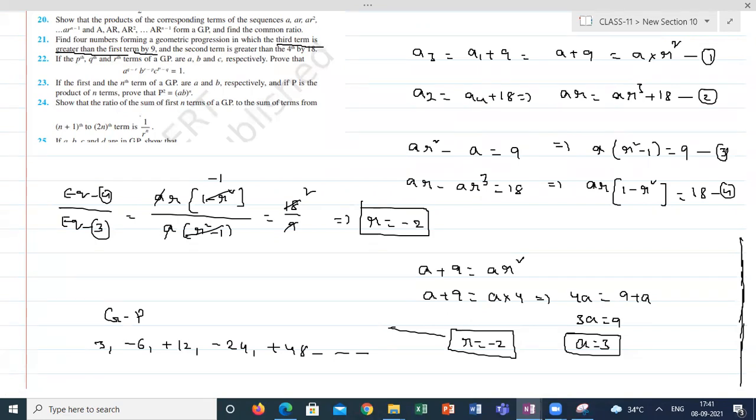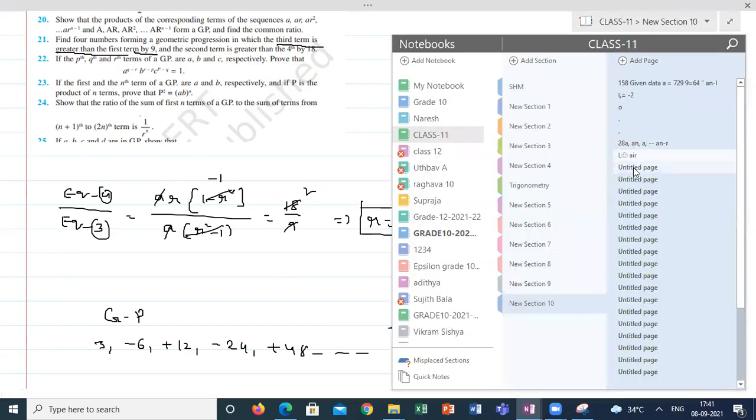So your A2 is greater than A4 because it is coming as alternate positive numbers and negative numbers. That's the reason we can't say whether it is increasing order or decreasing order. It's a mixed group. Because the common ratio is negative, you will get alternate numbers positive and negative. So simple, only the calculations are a little bit tricky in this.